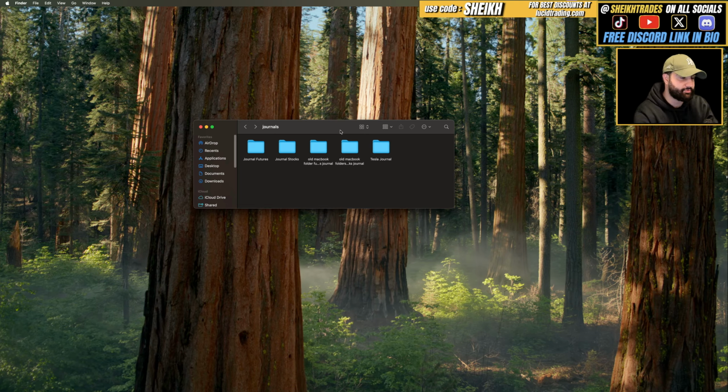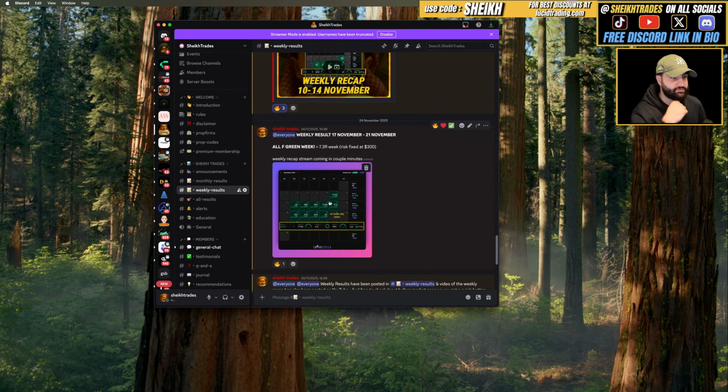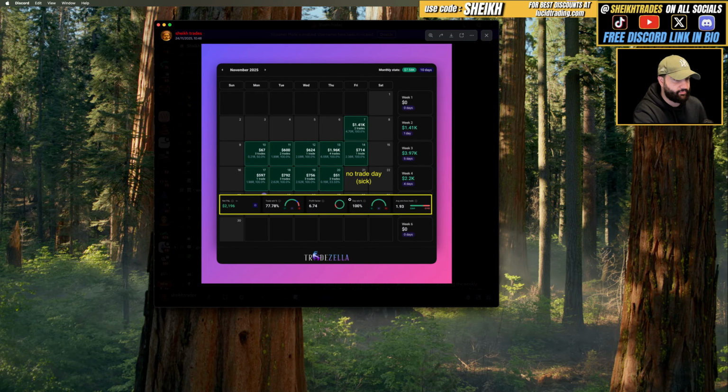You could calculate your profit factor with it, your risk to reward ratios, whatever. And the tool that I showed you, let me see if I can still open it up on my Discord. Those are data tools that we use as well, especially for my weekly recaps, as you could see. So I had a weekly for my last week. I had 2.2K in dollars, 77% trade win ratio, and a 6.74 profit factor with a 100% win rate.